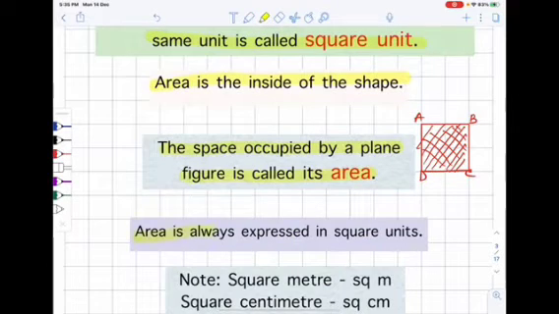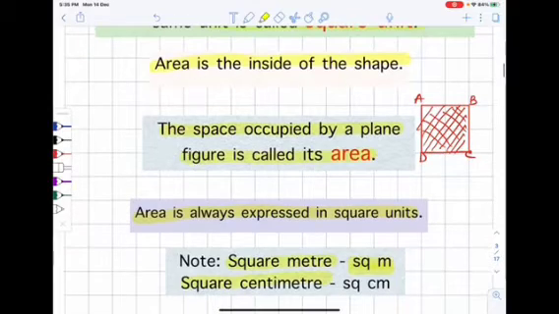Area is always expressed in square units. Children, please note that square unit is nothing but unit you are used to mentioning in perimeter. That has to be squared, that is doubled. So when you mention the unit for area, you have to either mention it as square meters or meter to the power of 2. So you can start mentioning as square meter, or SQM is the short form. Square centimeter is SQCM is the short form. I hope all of you understood.